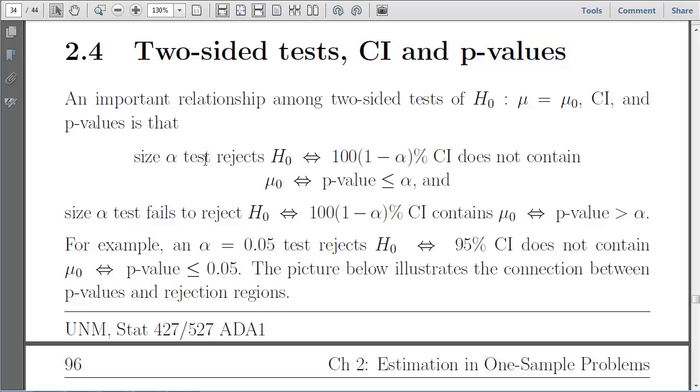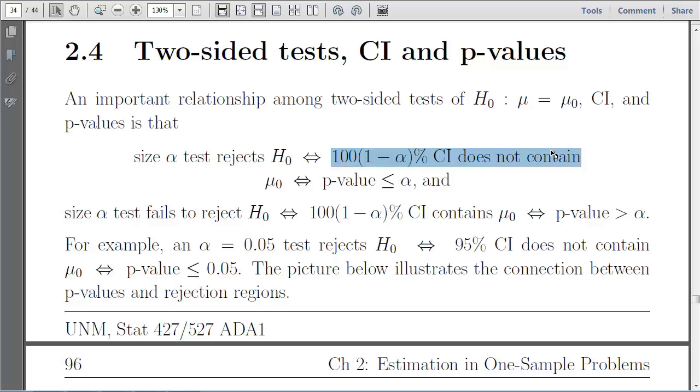And so the relationship goes something like this. Say that you conducted a hypothesis test and you rejected the null hypothesis. If you reject the null, that means your t-statistic was fairly extreme. It was different than the null. Now that's consistent with your confidence interval not containing mu naught.